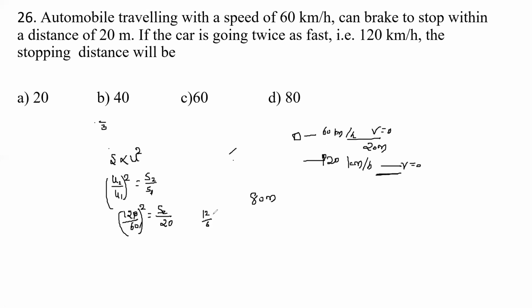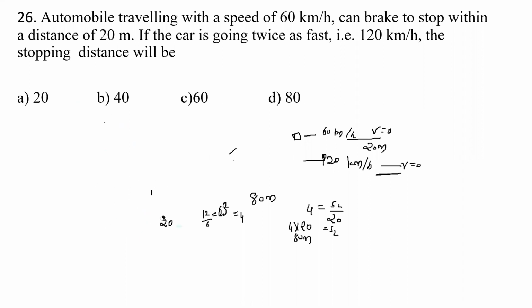So you can see here, you can cancel 0, 0. 12 by 6 is 2. 2 square is 4. Then 4 is equal to S2 divided by 20. Therefore, S2 is equal to 4 into 20. So it is 80 meter. So the correct option is option D. Option D, 80 meter, is the correct option. Let us see the next question.